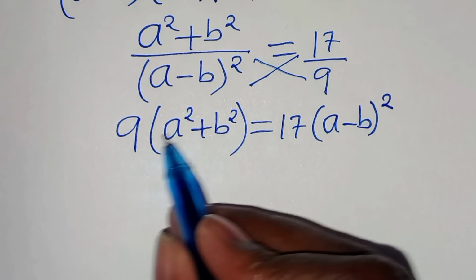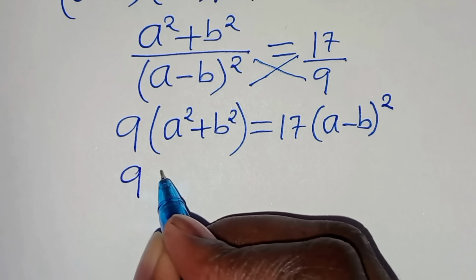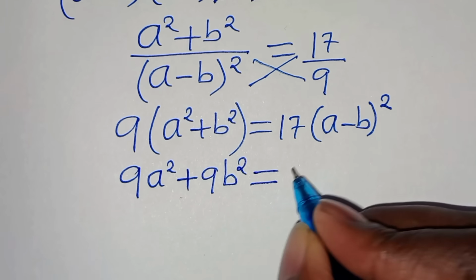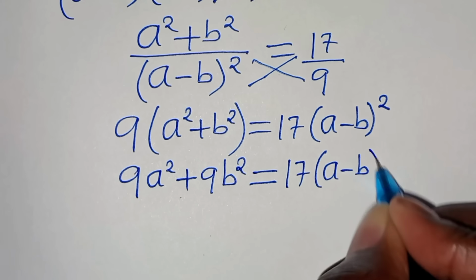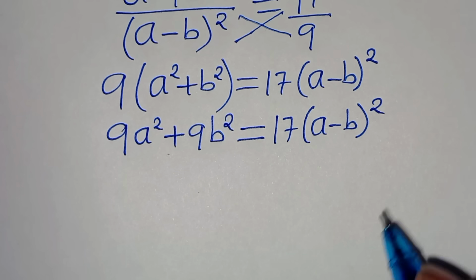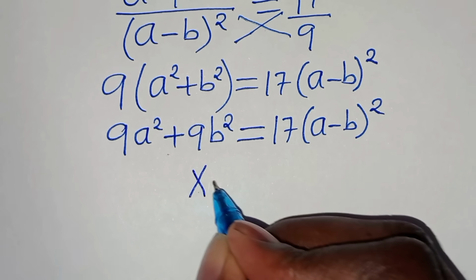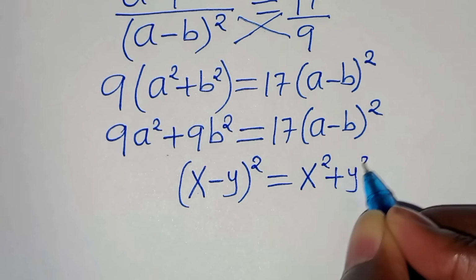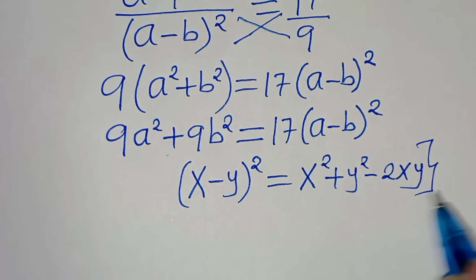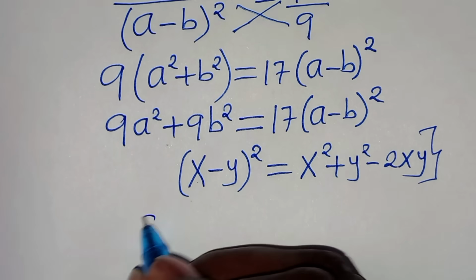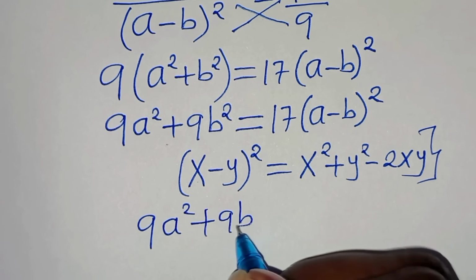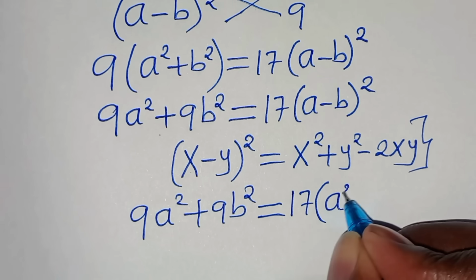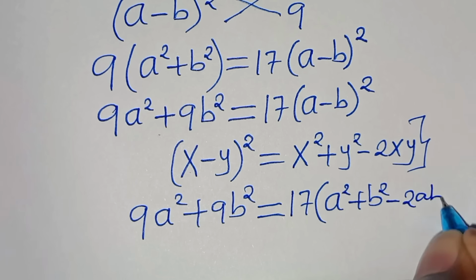Now, let's open the parentheses here. This is 9 times a², so this becomes 9a² plus 9 times b², which is 9b². This is equal to 17(a − b)². Now we have that (a − b)² is in the form of (x − y)², which we can express as x² + y² − 2xy. Applying this algebraic identity, we have 9a² + 9b² equal to 17 into the parentheses (a² + b² − 2ab).